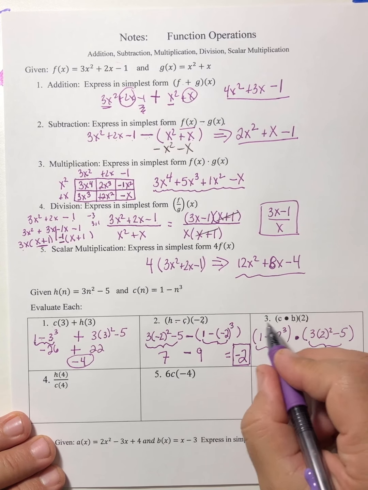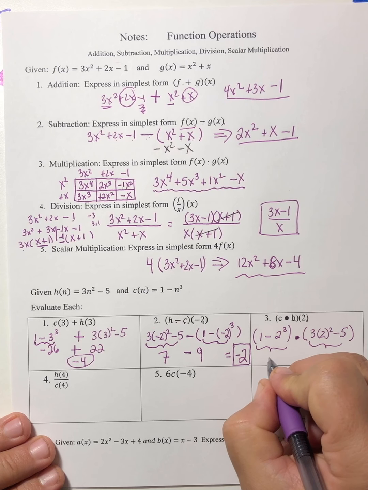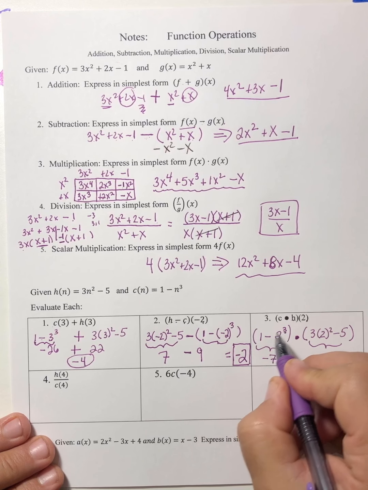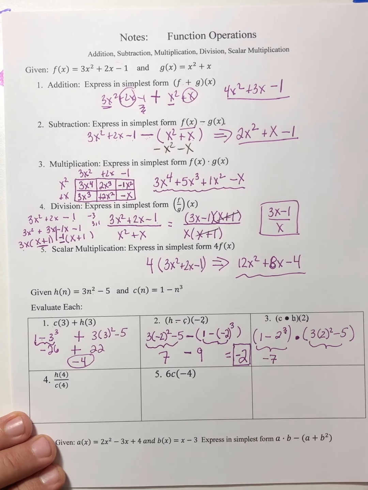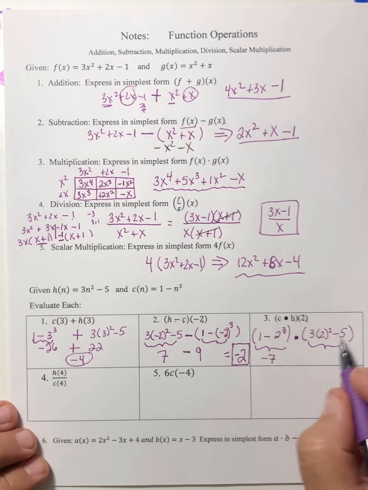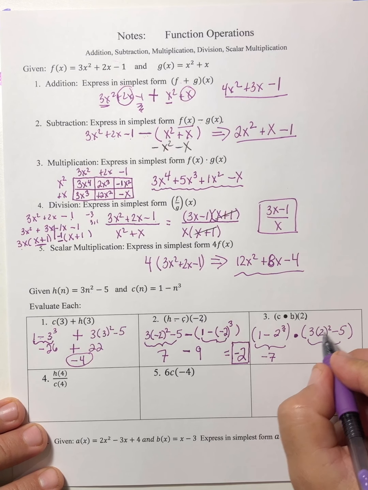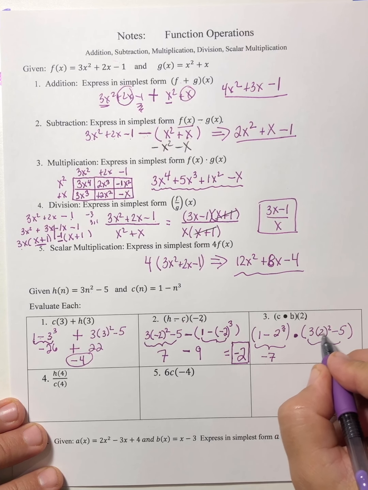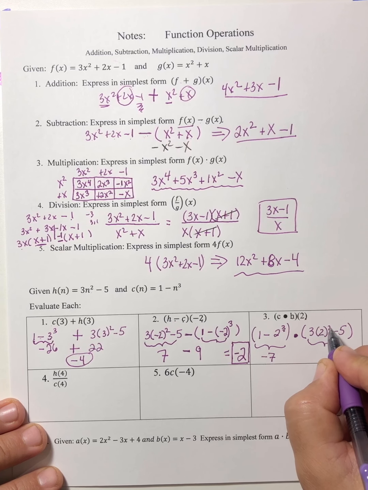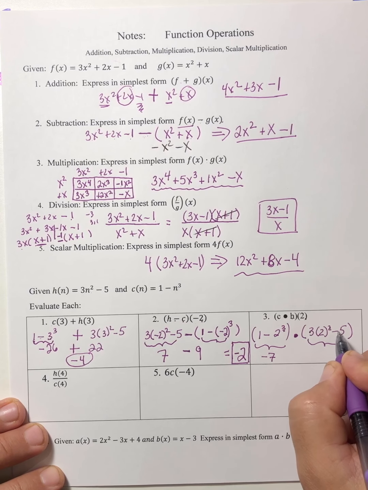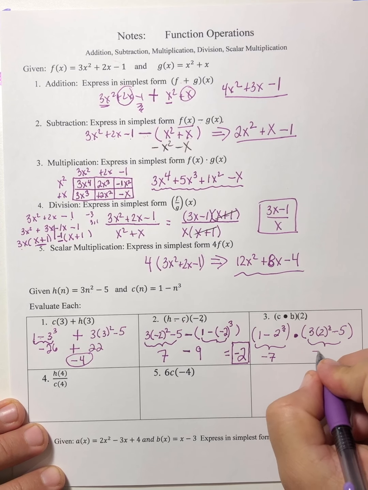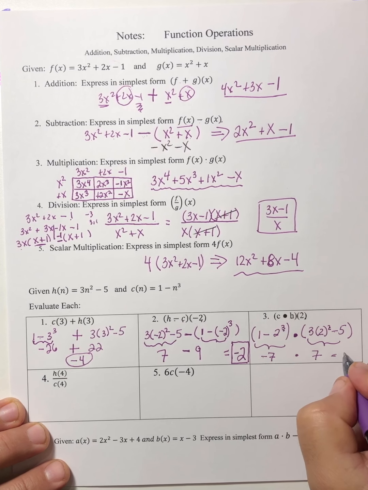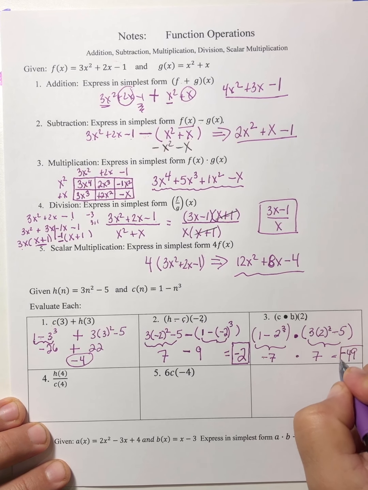So I'll let you guys type that into your calculator. This gives us a negative 7, because 2 to the power of 3 is 8. So 1 minus 8 is negative 7. And then here, remember, what do we do first? That's right, exponents. So there's nothing to do inside the parentheses, so exponents first. So 2 squared is 4, times 3 is 12, minus 5 is 7. So we're looking at negative 7 times 7, which is a negative 49.